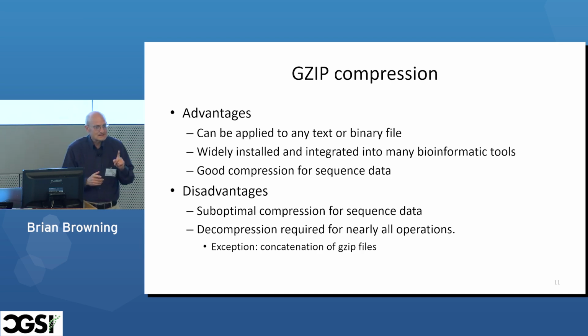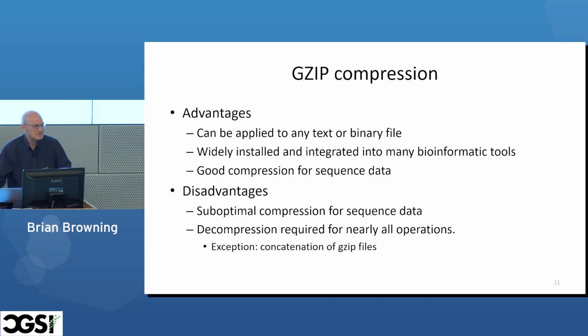One exception is concatenation of files, and this is an important trick to have in mind. Because gzip consists of a sequence of blocks of compressed data, if you take two gzip files and just concatenate them, don't decompress them, just in their compressed form concatenate them with the Unix cat command, you get a valid gzip file. That's very valuable if you're working with sharded data and you need to merge the sharded data. So it's a useful trick. But that's about all you can do with gzip data without decompressing it.